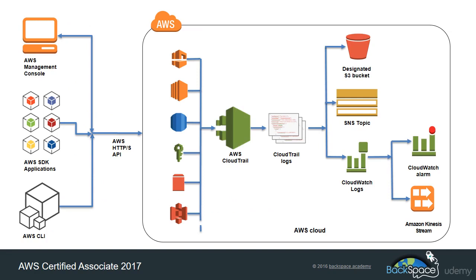So this is exactly what it looks like, and this is probably the best way to understand what CloudTrail is and how it all works. On the left-hand side, we have the AWS management console, the software development kits, so applications that use those, and the command line interface. Any one of those options can be used to do an HTTPS call to the AWS REST API.